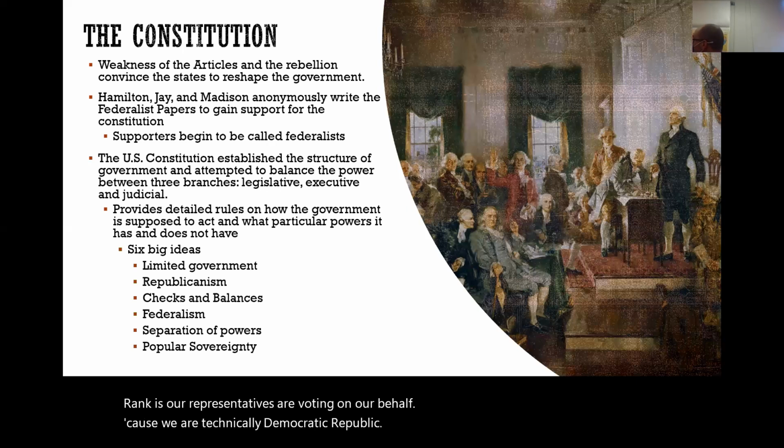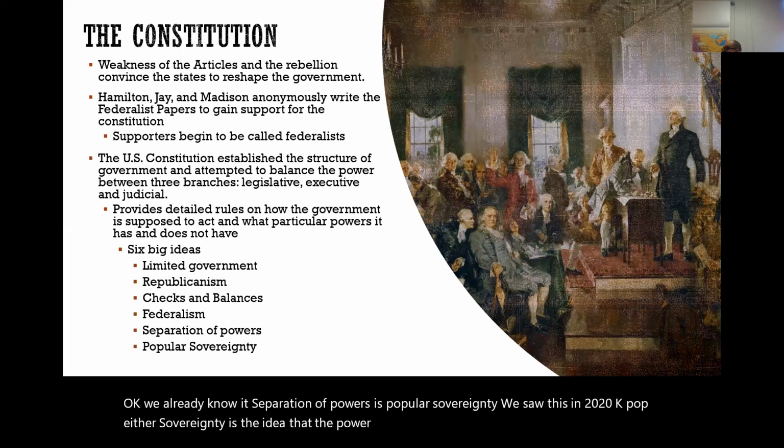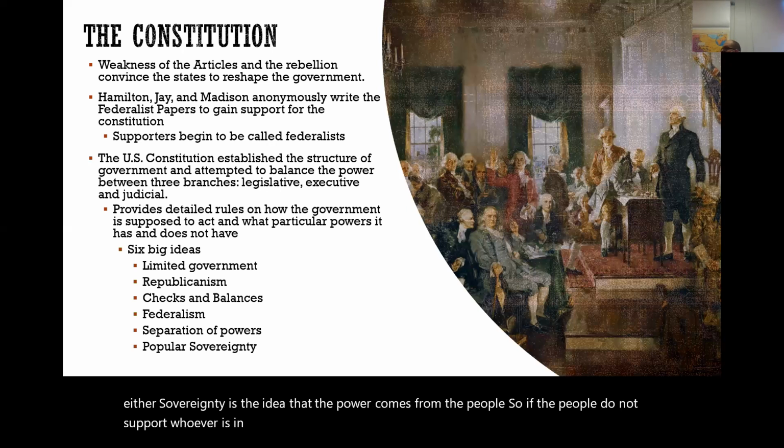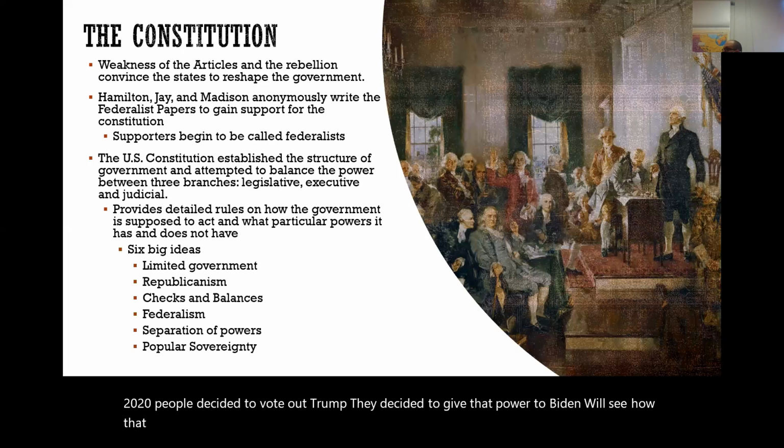We already know what separation of powers is. Popular sovereignty, we saw this in 2020. Popular sovereignty is the idea that the power comes from the people. So if the people do not support whoever is in charge, they can vote to get that person out of power. In 2020, people decided to vote out Trump and give that power to Biden. We'll see how that goes in 2024. But that is essentially how American government should work.